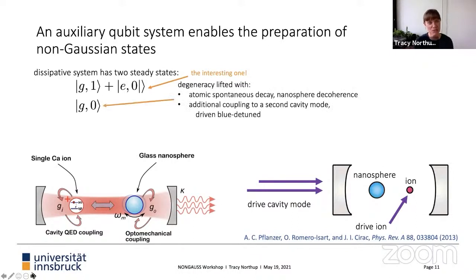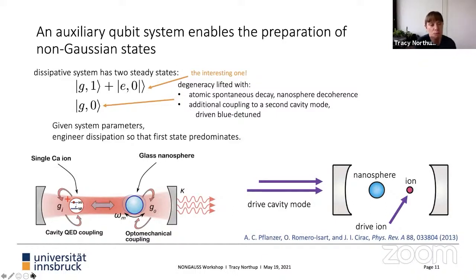And the second state is really boring. It's a ground state. But those two states are going to be degenerate to start with. But it turns out, again, from this theory proposal, that you can lift that degeneracy in a handful of ways: with autonomous spontaneous decay, with decoherence from the nanosphere, but also this additional coupling to a second cavity mode, this second auxiliary Hamiltonian that's driven with a blue detuning from the frequency of the cavity. That's going to lift the degeneracy.